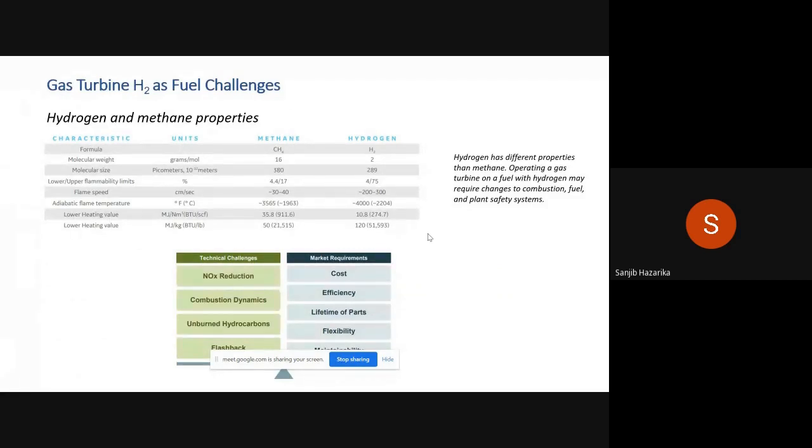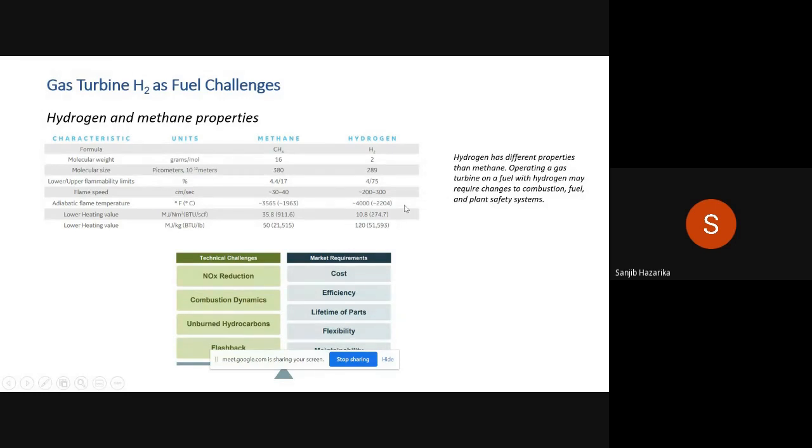So here are also the challenges of hydrogen as a fuel. These are the properties of methane and hydrogen. As I mentioned earlier, methane is almost like the natural gas that is used to run the gas turbine. There are significant differences in some of these properties. One is the flame speed, that's very much required for combustion. Also the upper flammability limit, and this is also very much different.